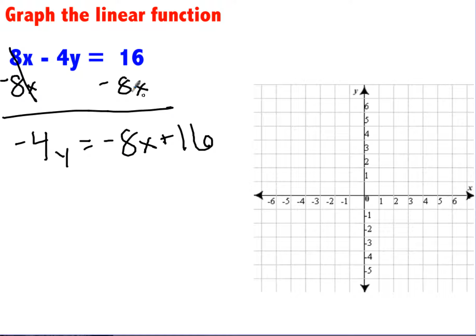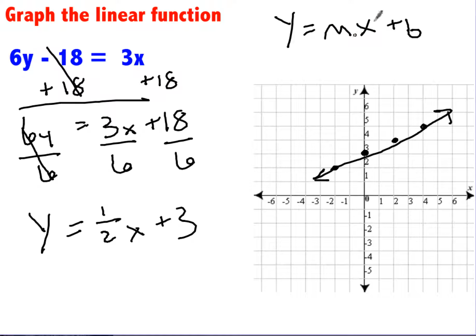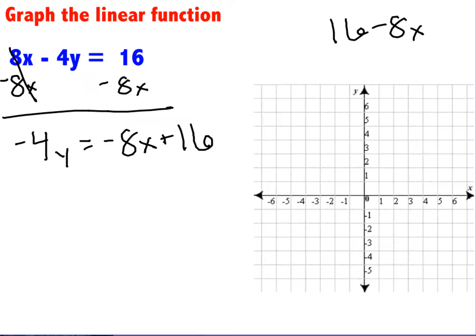Now notice how I wrote my minus 8x before the 16. I could have written it as 16 minus 8x, but this isn't slope-intercept form. Slope-intercept form is y equals mx plus b, so my x is normally in front of my y-intercept. I could leave it like this, it doesn't matter, but it just doesn't look as familiar, and so I don't like doing that. Okay.